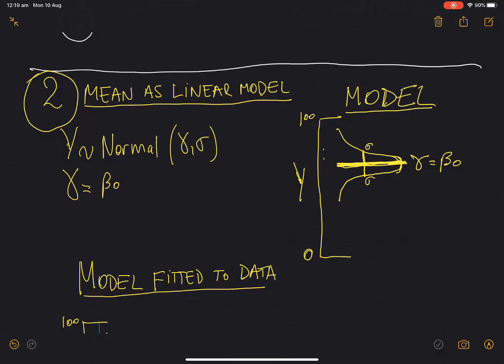The simplest of the linear models is the mean. The equation for that model is here. Random variable y follows a normal distribution, and the parameters are the mean and the standard deviation. The mean we call gamma, the standard deviation we call sigma, and we say that gamma equals beta 0. Now this is a bit of a redundancy. Why don't we put beta 0 instead of gamma, and avoid using an extra parameter?